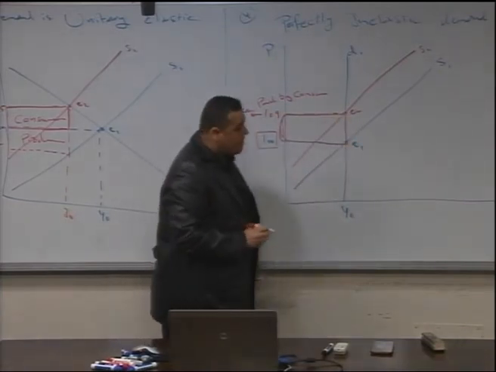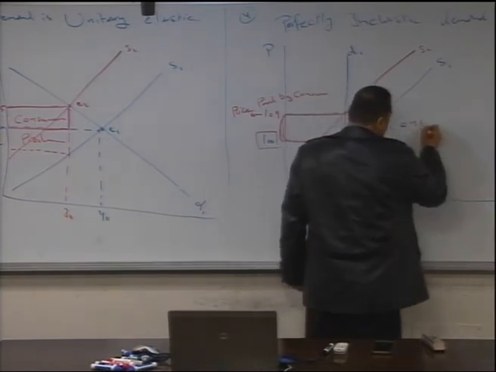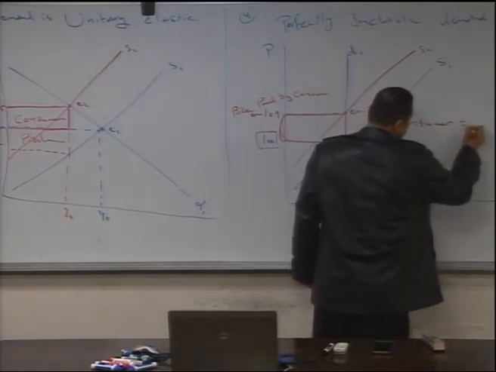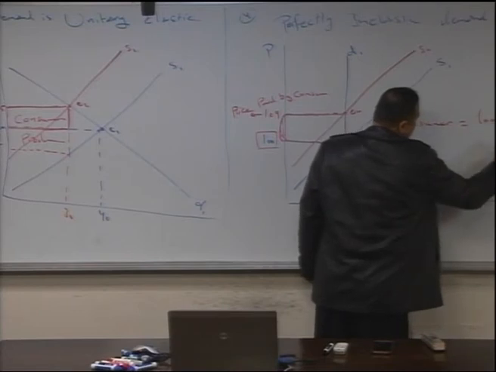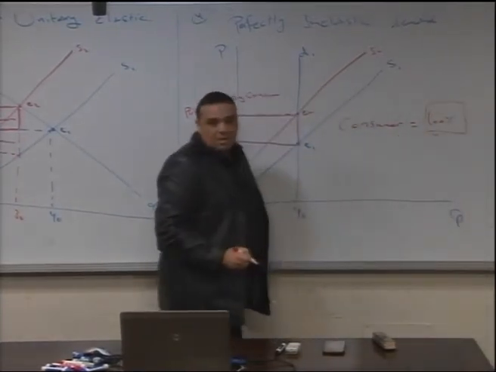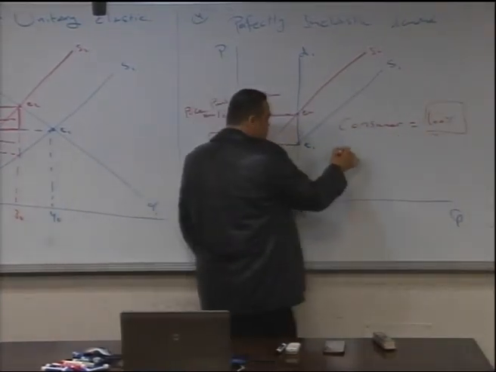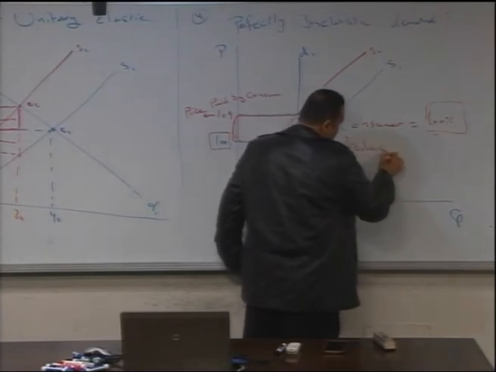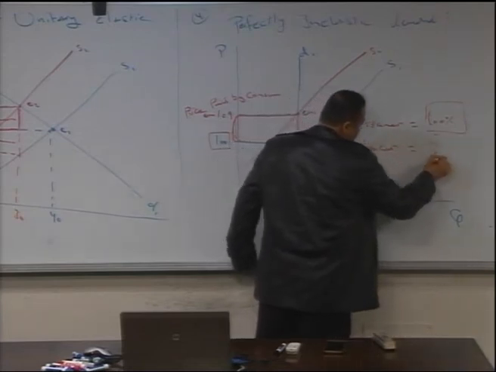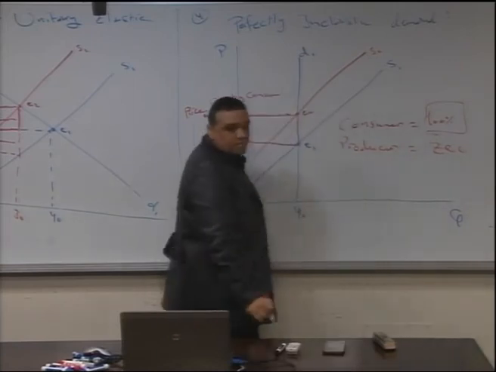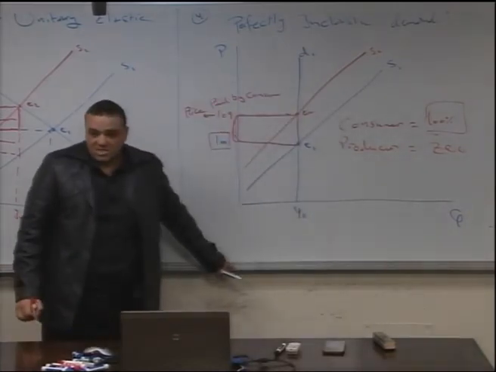So here the consumer share equals 100%. And the producer pays 0 of tax burden. The producer's share equals 0.